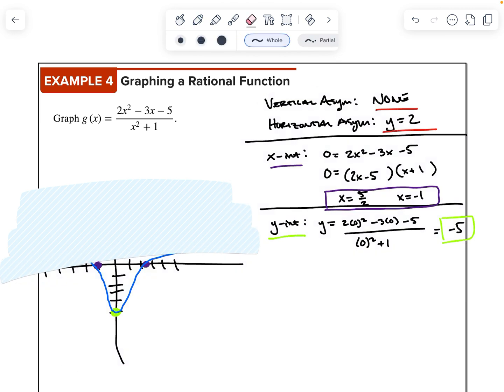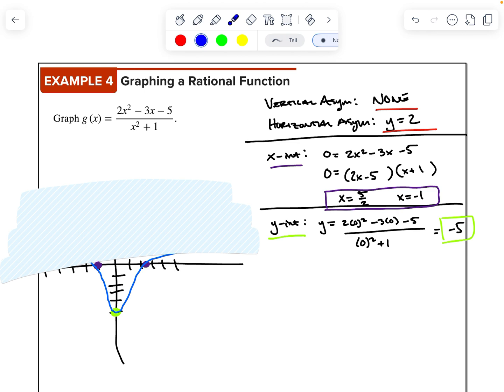Here's the information that I found on this graph. The vertical asymptotes, there are none because there's no way to make the bottom 0. The horizontal asymptote is at y equals 2 because they have the same degree. That's case 3. So we just take the ratio of the coefficients 2 over 1, which makes y equals 2.